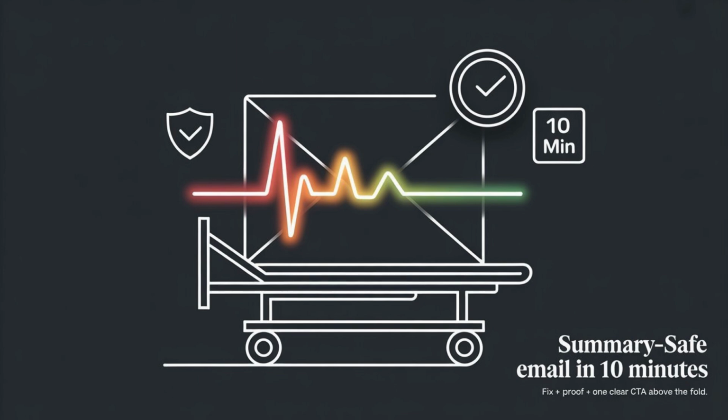Look, this isn't about dumbing down your writing or becoming a robot yourself. It's about recognizing that your newsletter exists in an ecosystem where AI is reading it first and making sure the AI gets the important parts right. You're still writing for humans. You're just making sure the robots can pass the message along accurately.